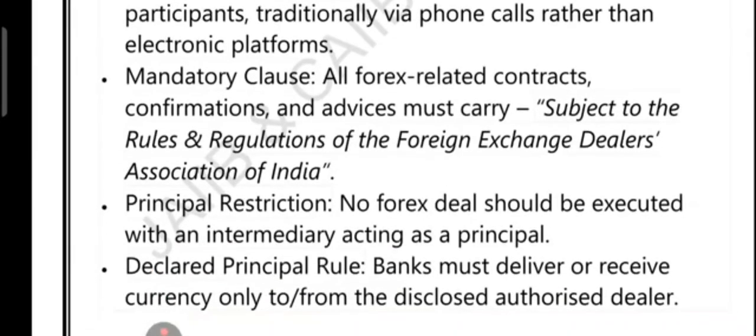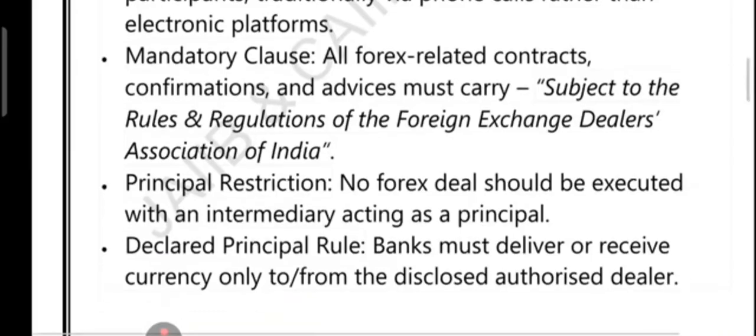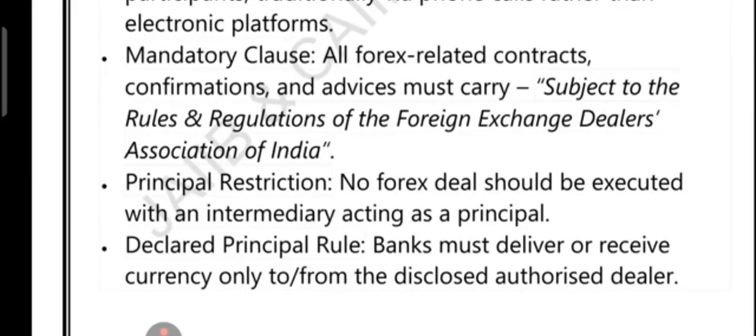Every forex contract, confirmation or advice must carry the line, "Subject to the rules and regulations of the Foreign Exchange Dealers Association of India." So why is it necessary? So that everyone knows the FEDAI rules apply.